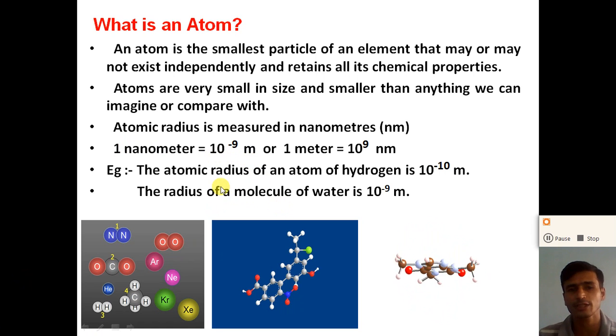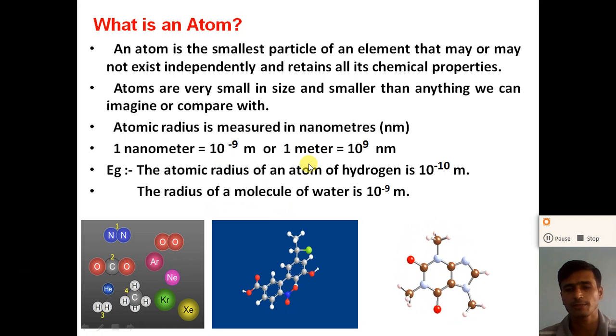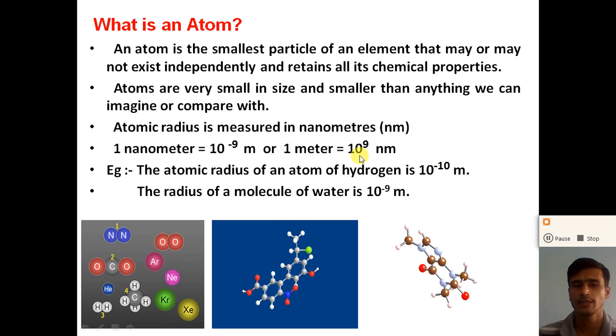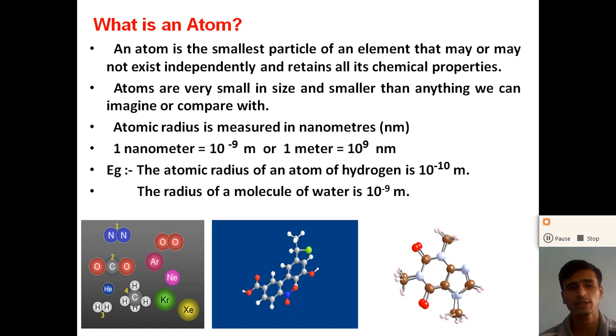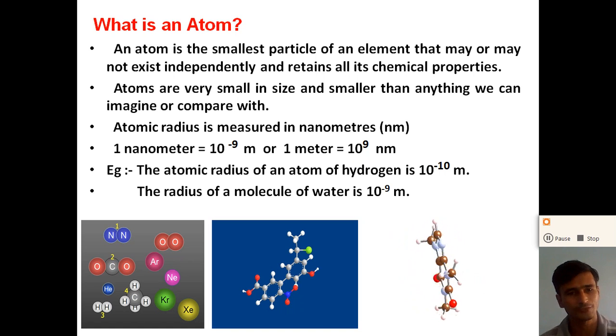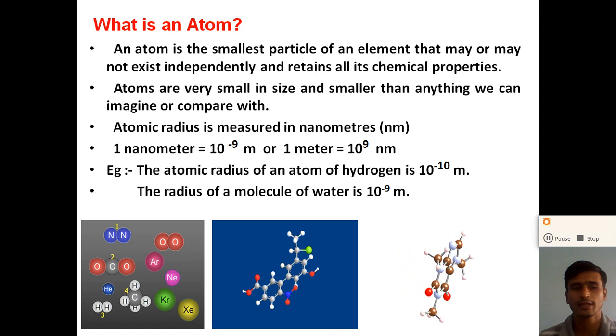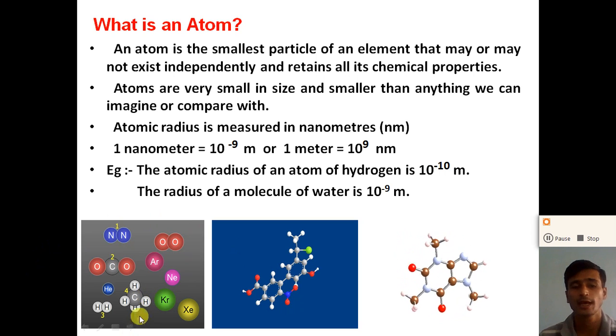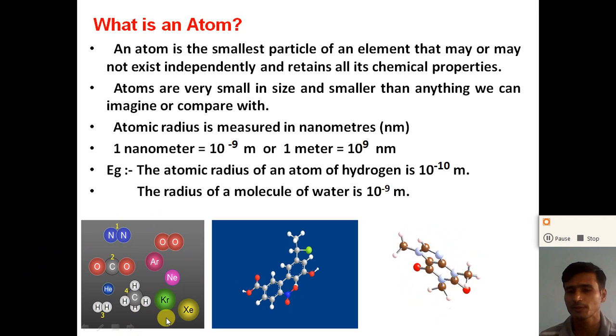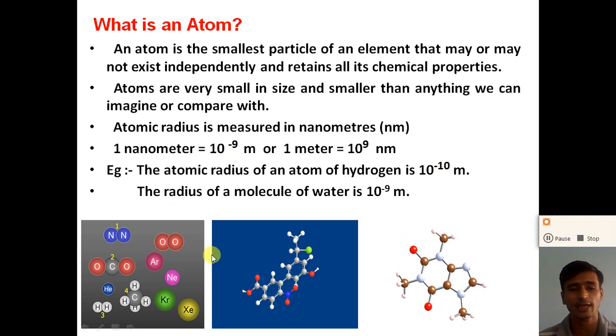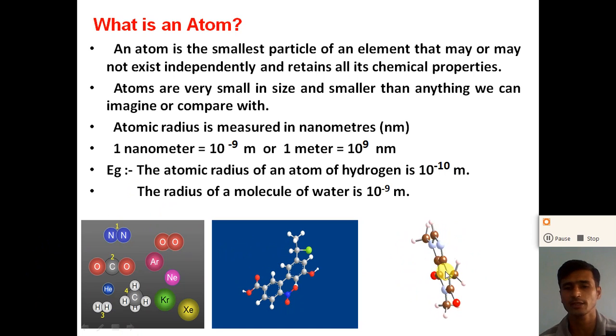The atomic radius of the hydrogen atom, lithium atom, helium atom, all the different atoms, is different, and it is measured in nanometers. The atomic radius of different elements like nitrogen, oxygen, argon, hydrogen, carbon, helium and krypton atoms is all of this type. Atoms connect with other atoms and make a structure called a molecule, which we will see later on. But the atomic radius of the different elements is measured in nanometers.